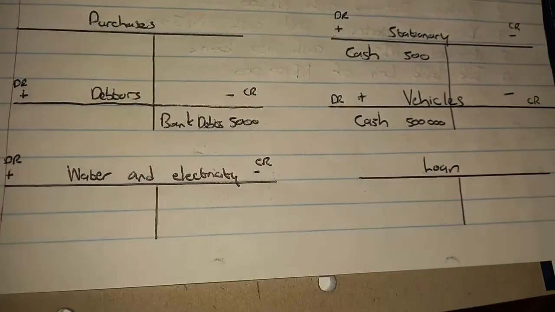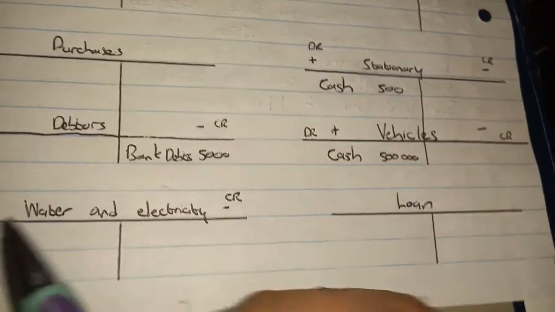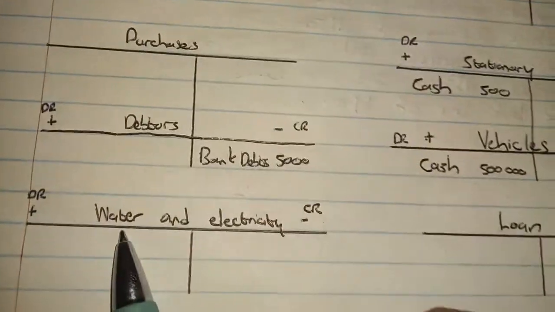So seeing as your water and electricity account increases because you used money for it, it increases on the debit side. And you used cash to pay it, so you enter it as cash for the value of $3,000 Namibian dollars.